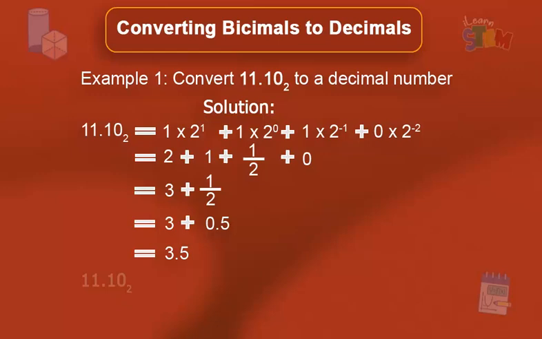Therefore, 11.10 in base 2 equals 3.5 in decimal. Don't worry if it takes time to understand. You can watch it again, and then practice solving it yourself. Next, let us convert a decimal fraction to another base.